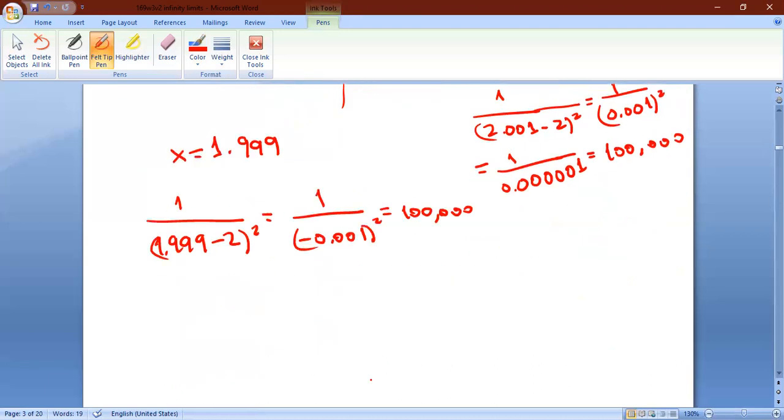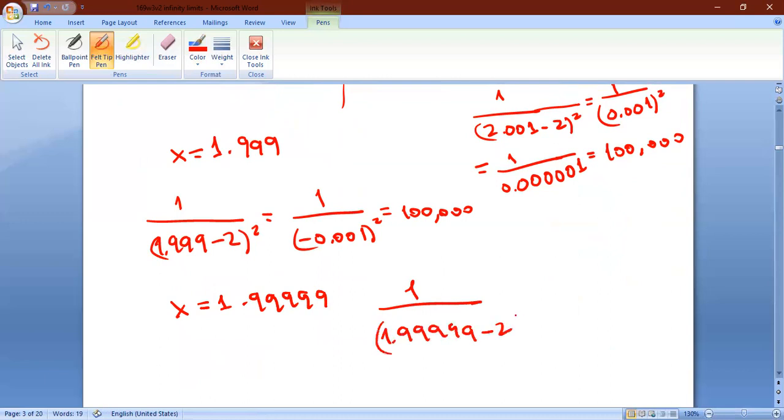Let's say x equals 1.99999, and then you can try this number, and you are gonna get something like 10 digits, right? So it's gonna be 10, 1, 2, 3, 4, 5, 6, 7, 8, 9, 10. If I'm not wrong, it's gonna be like this.